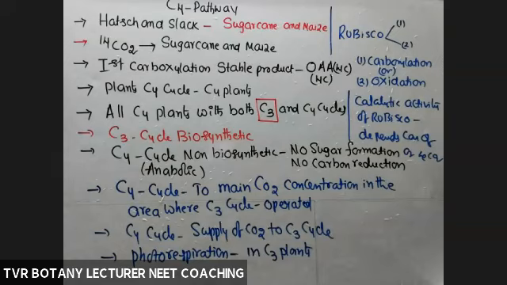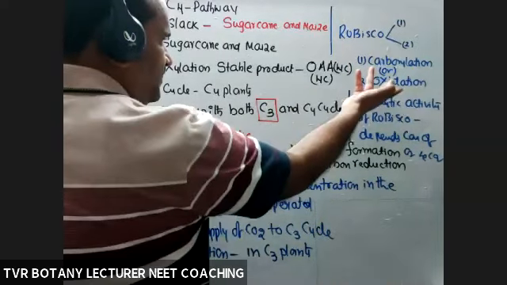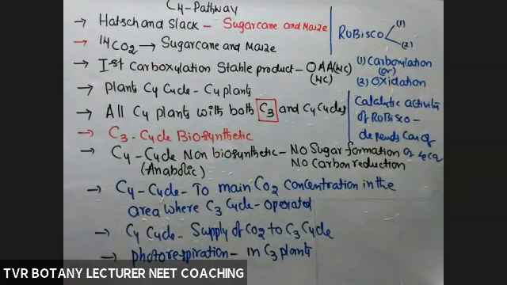So what is the problem of the C3 cycle? Photorespiration. The role of Rubisco is either carboxylation or oxidation. If it is carboxylation, it is the C3 cycle. If it is oxidation, it is photorespiration. By means of the C3 cycle, carbohydrates are produced, but by means of photorespiration, there is no carbohydrate. So according to evolution, in order to provide protection against photorespiration in the C3 cycle, the C4 cycle evolved, right?